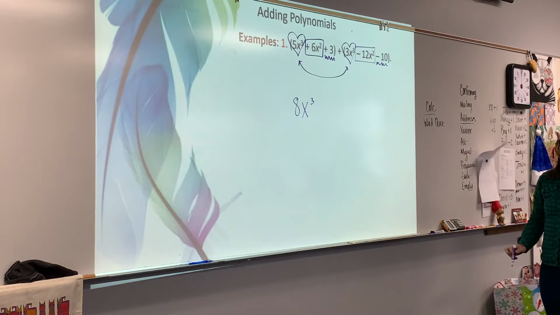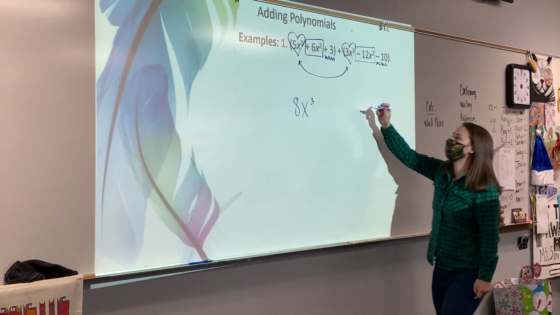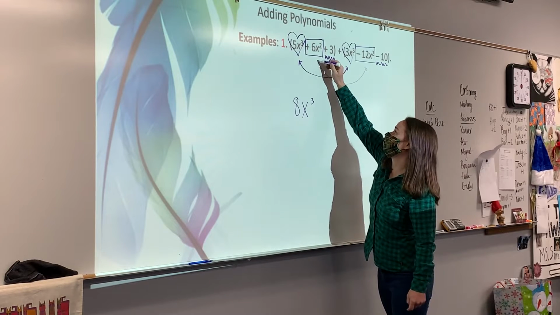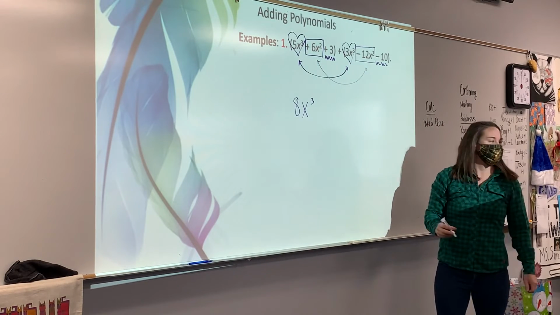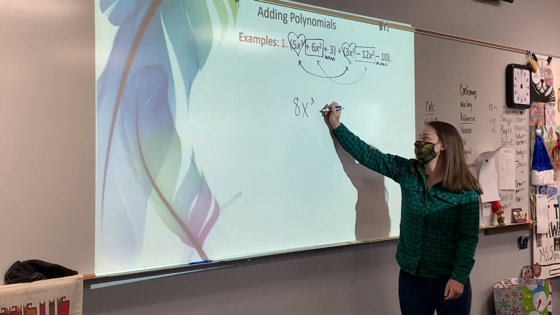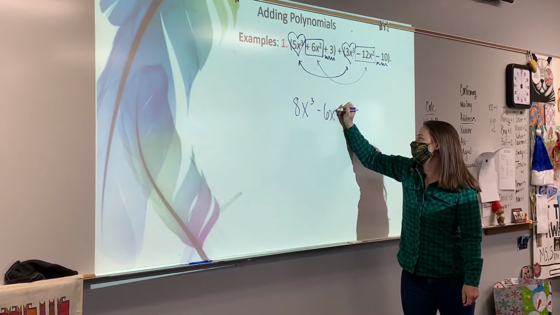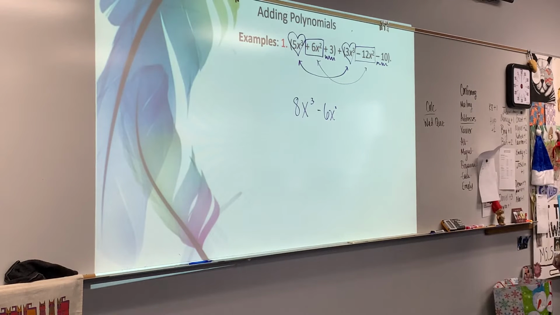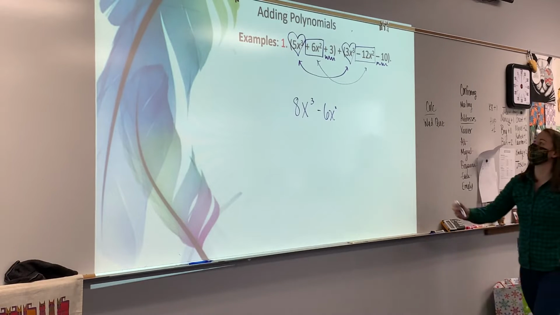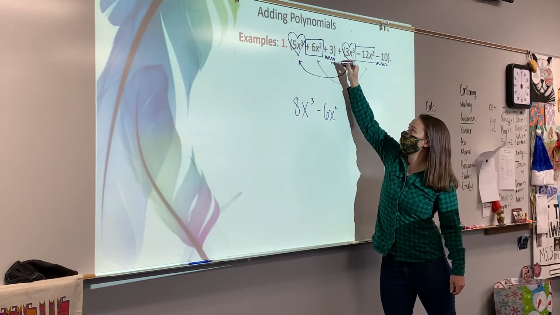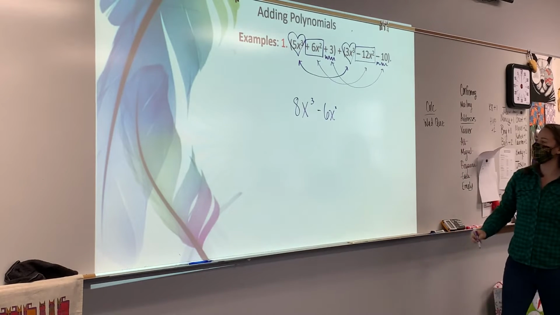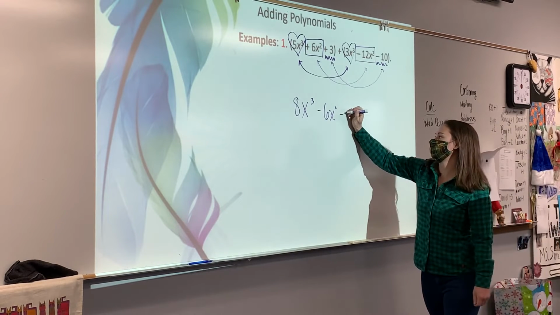Okay, now I'm going to combine my rectangles. So that's a 6x squared and a minus 12x squared. What is that? Minus 6x. Good. Minus 6x squared. And then the last thing I'm going to combine are my constants, which would be my 3 and my minus 10. So 3 minus 10 is negative 7.